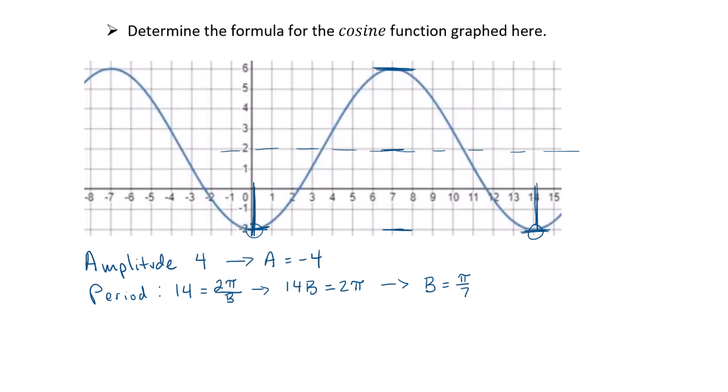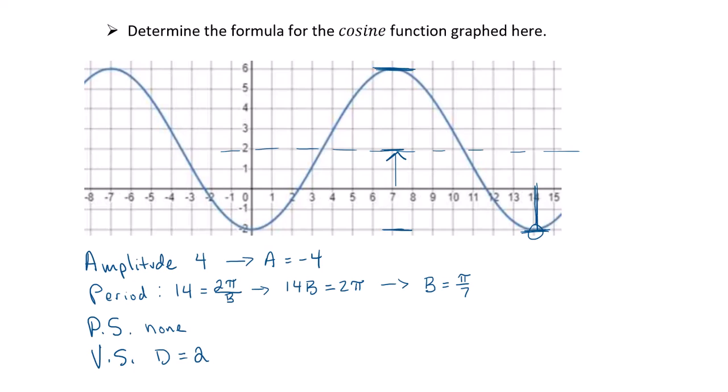So my next thing to find is the phase shift, and we're going to say there is none because we're starting right here at the x-axis. And the vertical shift, we did shift up 2 units to get to that midline. So D is a positive 2.